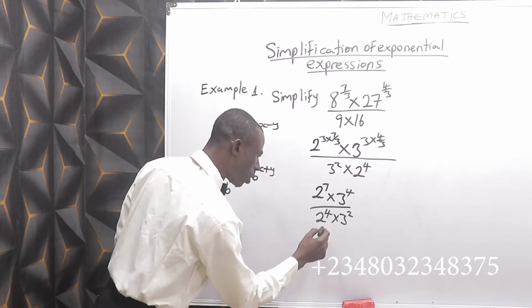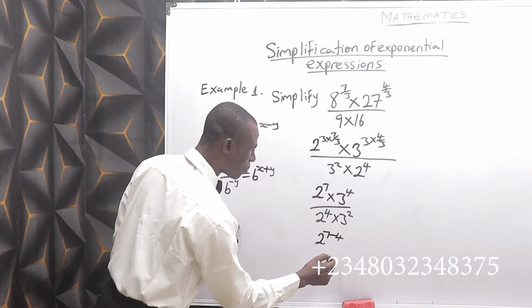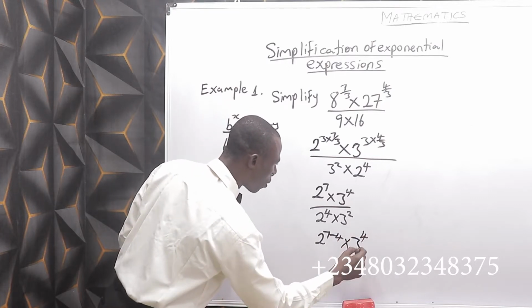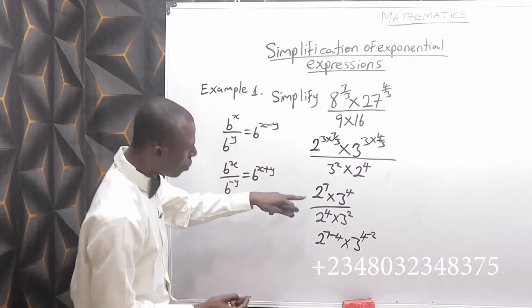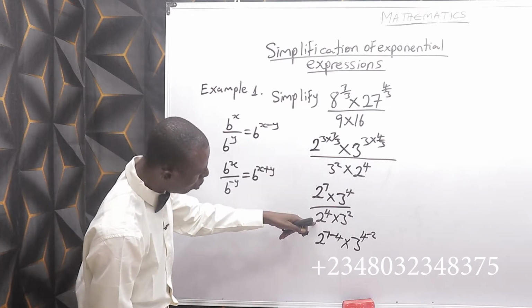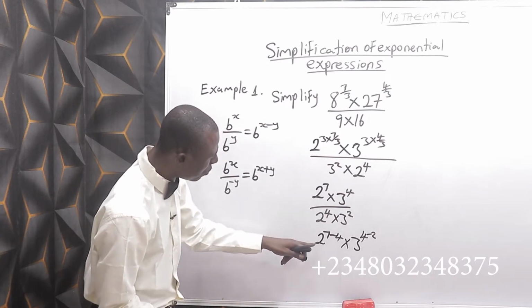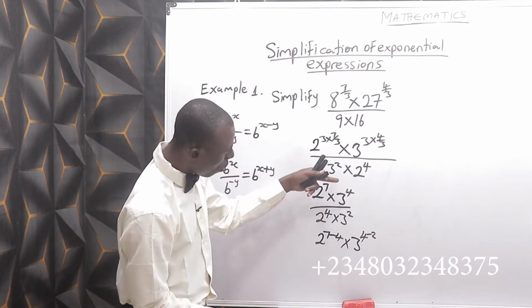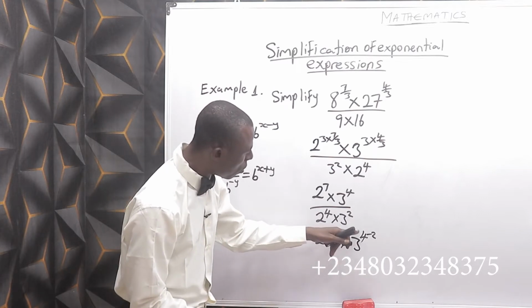According to that, this will give us 2 raised to the power 7 minus 4 times 3 raised to the power 4 minus 2. Do you understand? 2 raised to the power 7 will be operated with 2 raised to the power 4. So that is 2 raised to the power 7 divided by 2 raised to the power 4. It gives you 2 raised to the power 7 minus 4. 3 raised to the power 4 divided by 3 raised to the power 2 gives 3 raised to the power 4 minus 2.